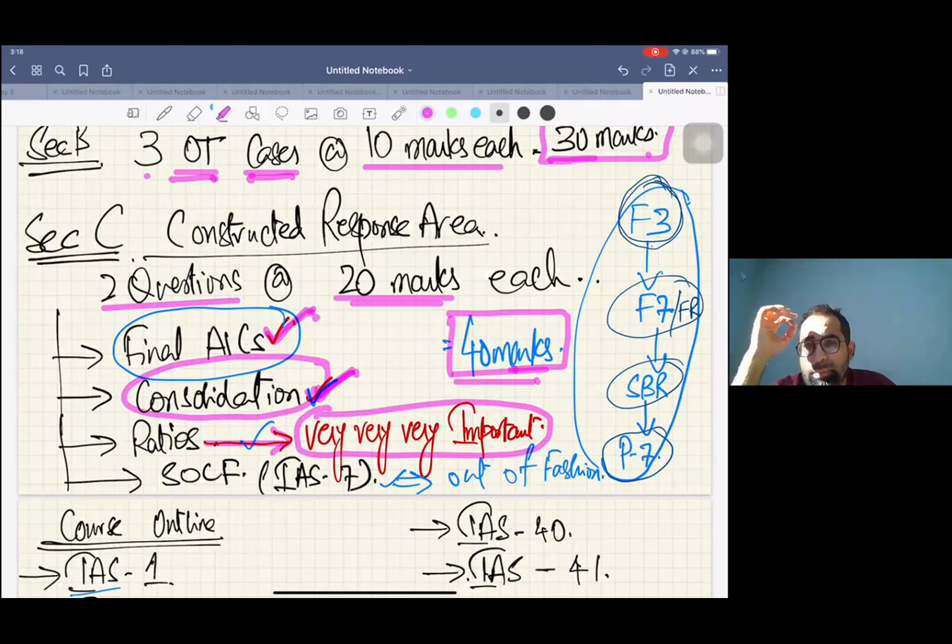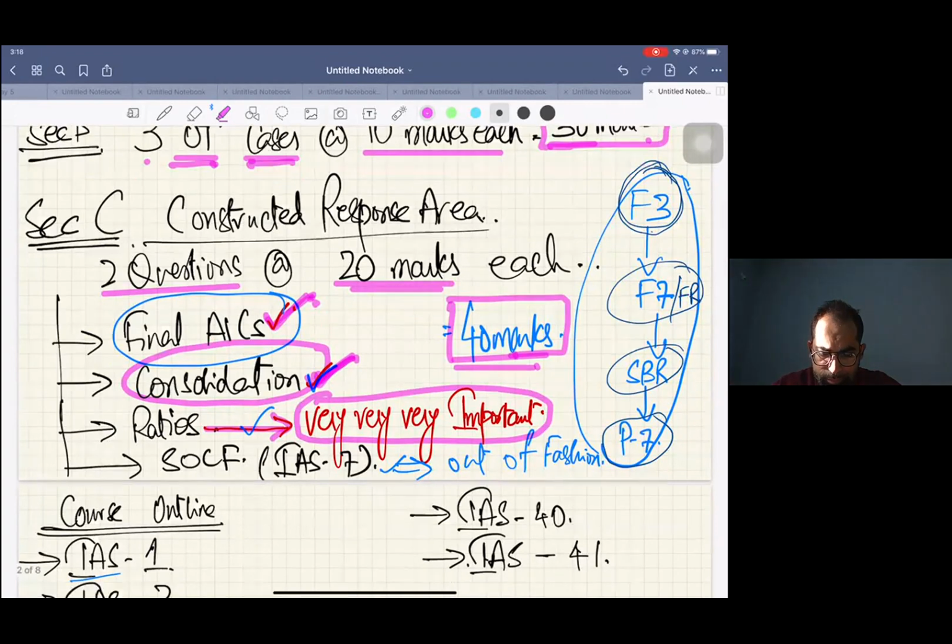Let me give you some examples. Right now I'm not teaching any ratios. I'm just giving you an idea of how you are going to study, and which type of questions you may get in ratio analysis. Okay, let's have a look.